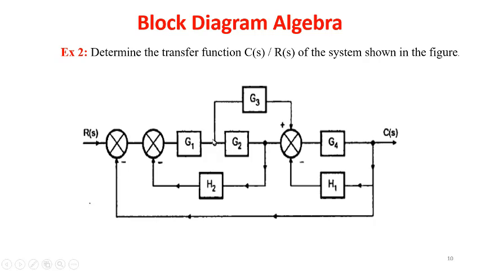And there is a first takeoff point which is passing through the forward block G3 to the third summing point. So usually if this is coming in between, we can't use our series rule. We have to make the modification. So that modification we have to make.